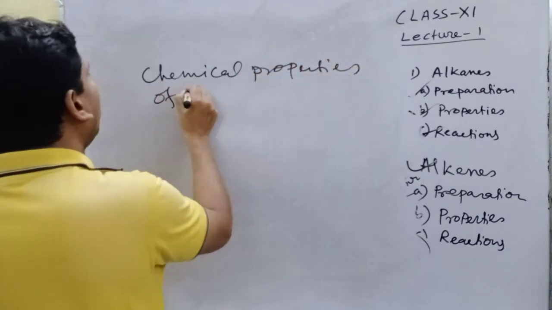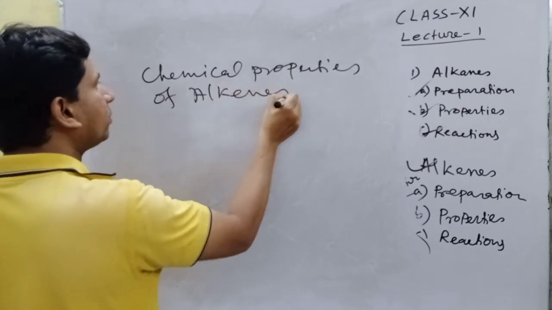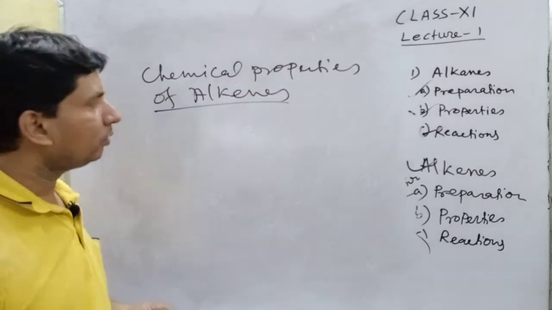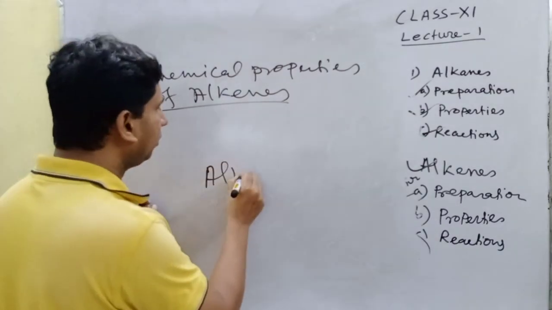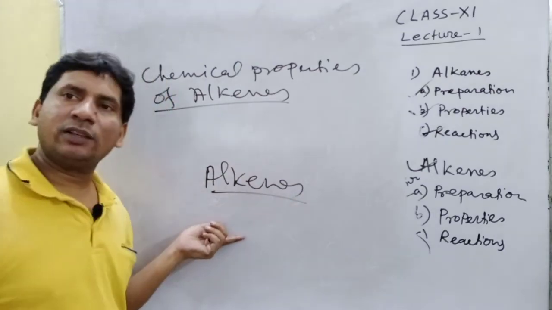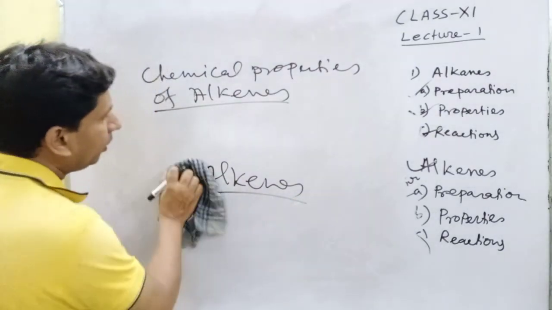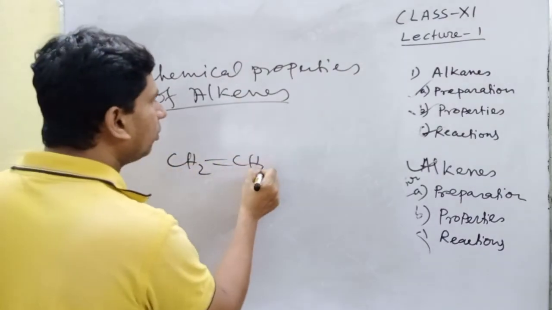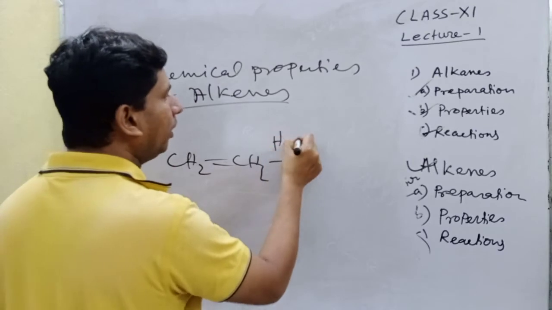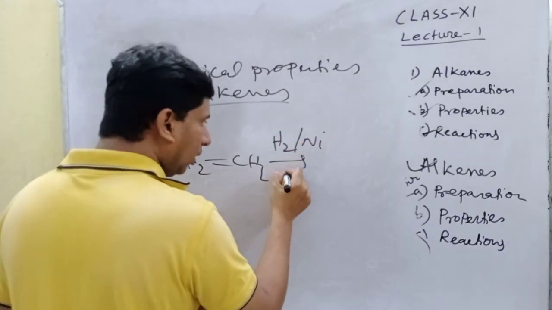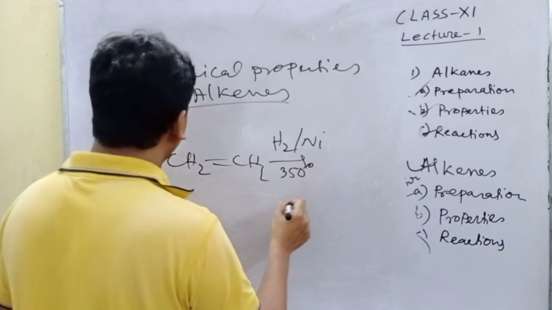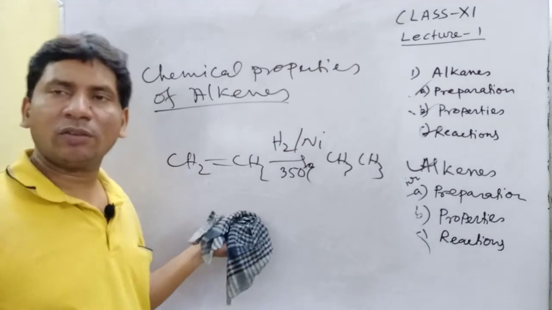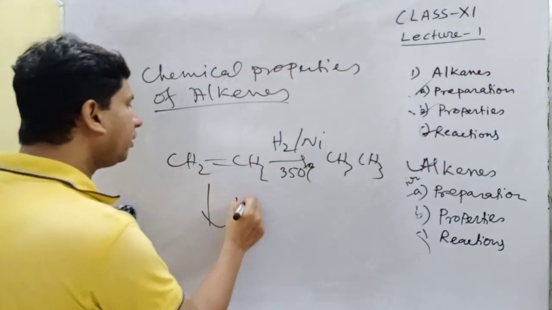Now the properties of alkenes. First of all, it gives addition reactions. That means if any alkene, for example CH2 double bond CH2, undergoes hydrogenation at 350 degree centigrade temperature, we will get CH3 CH3. So this is an addition reaction, hydrogenation, or any type of addition reaction.